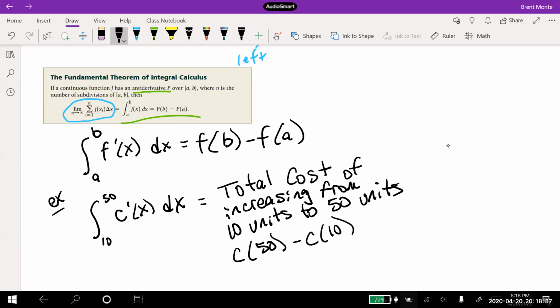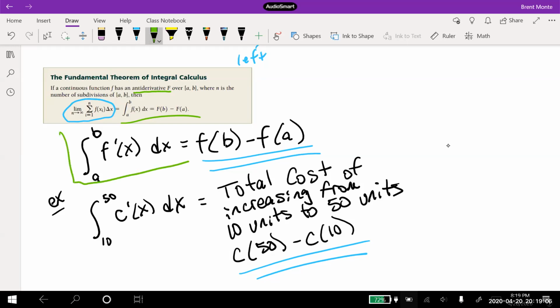This is exactly, let's do that in blue, this is exactly what we're saying here. We go to the original function at the top value minus at the bottom value. That's how we would figure out the total cost from going from 10 to 50 units. We find the cost at 50 units minus the cost at 10 units, and that difference is the in between. So that's all the fundamental theorem is. So I'm going to box this in green.